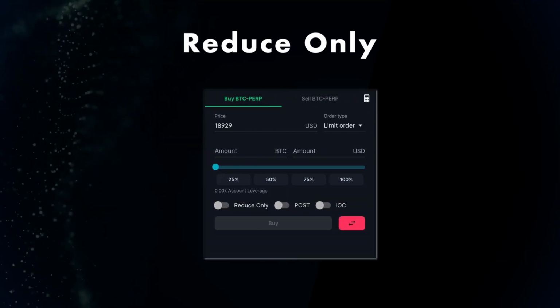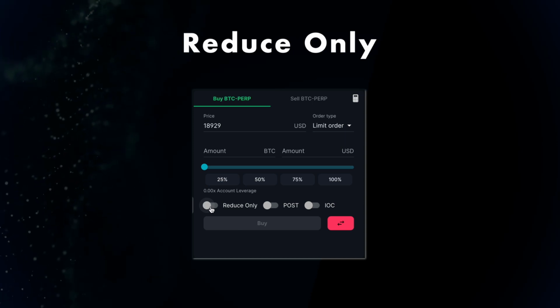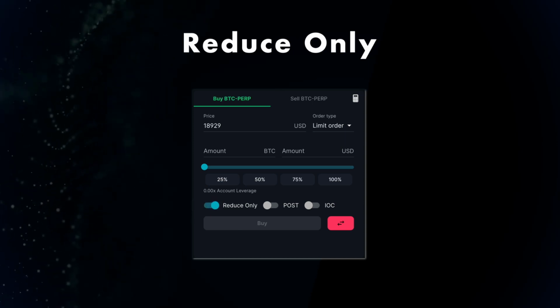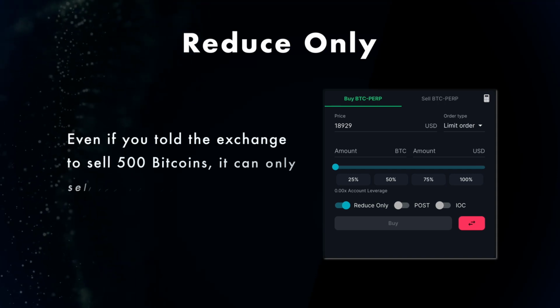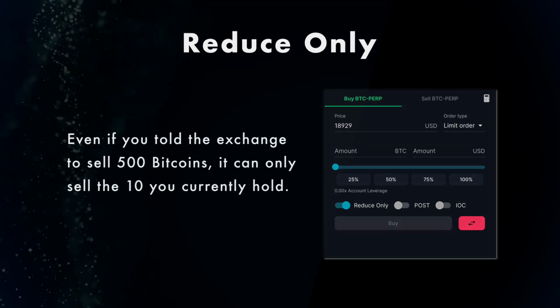By ticking the reduce only box, the exchange knows you only want to reduce the position you currently hold, and 0 is the lowest you can go. So even if you told the exchange to sell 500 Bitcoins, it can only sell the 10 you currently hold.